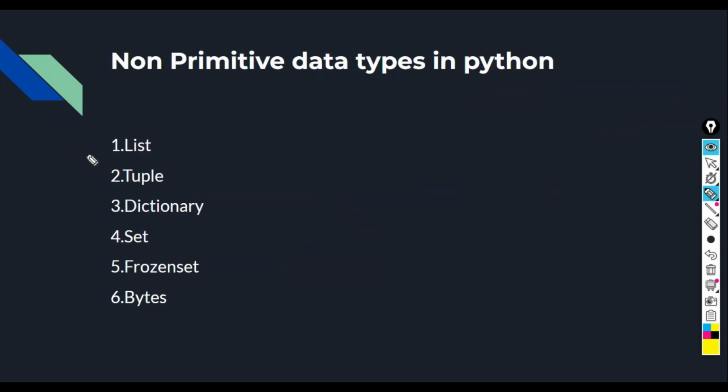These are the non-primitive data types we are going to see in Python. There are some advanced non-primitive data types as well, which we are going to see after completion of our core Python. In the coming sessions we are going to see list, tuple, dictionary, set, frozen set, and bytes. Each data type is going to have its own properties and its own functionalities, so for each data type we need a separate session. It is not possible to cover all data types in one session. These are the non-primitive data types we are going to see in our syllabus.